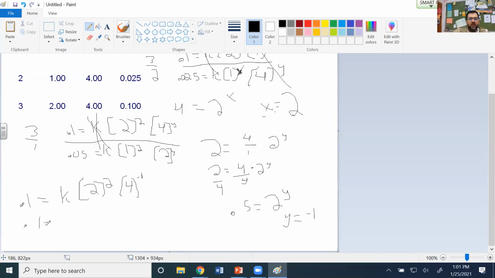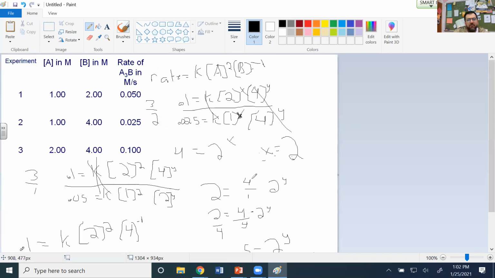So 0.1 equals K. 2 squared is 4, so K times 4. 4 to the negative first is 0.25, so times 0.25. And this simplifies down into 0.1 equals K. And that's how you determine the initial rate method. We'll do this again tomorrow with a little bit more difficult rates.